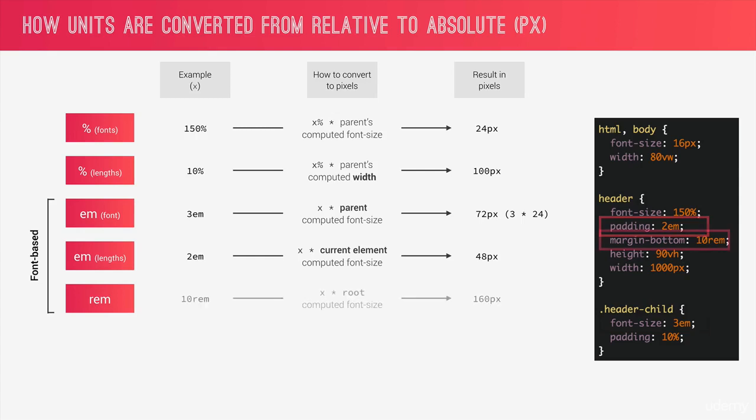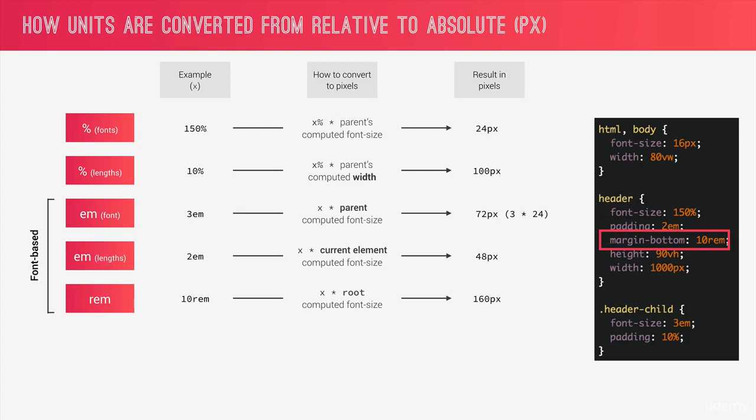And now finally about the rem. It actually works the same way for both font sizes and length, because it always just uses the root font size as a reference. This means that the 10 rem padding we have here will result in 160 pixels because the root font size is 16, and 10 times 16 is of course 160 pixels. So that's the big difference between ems and rems.